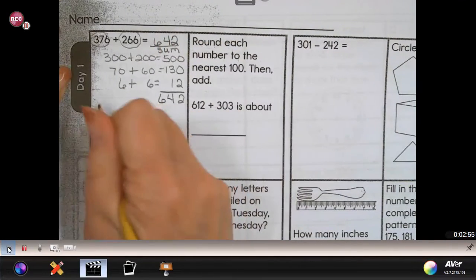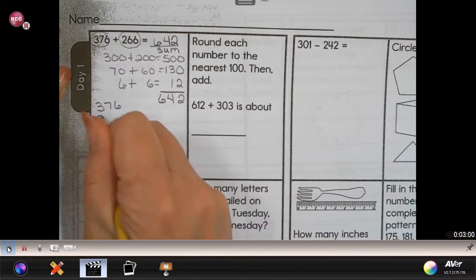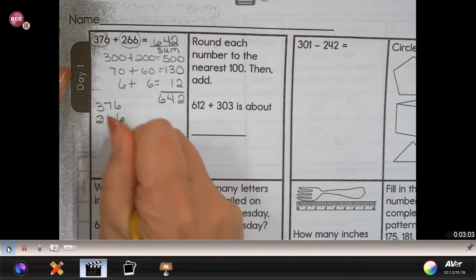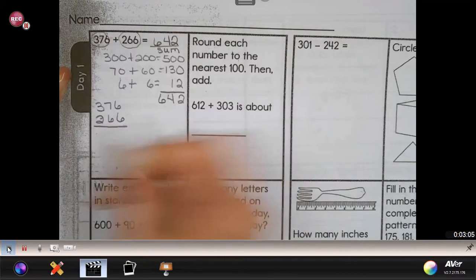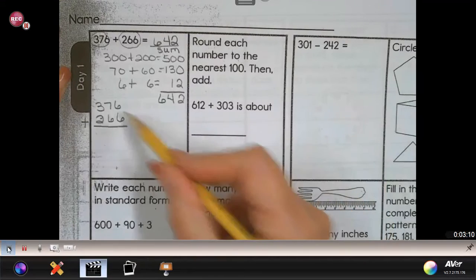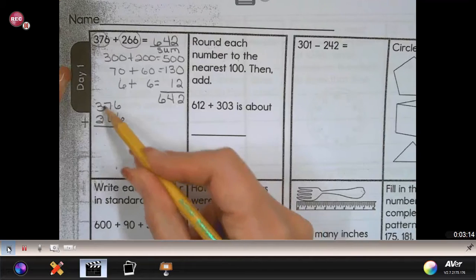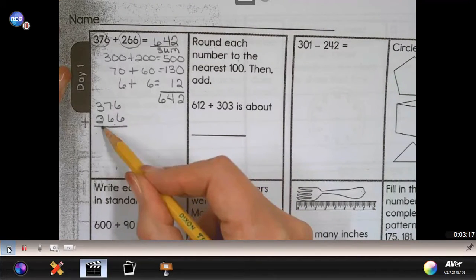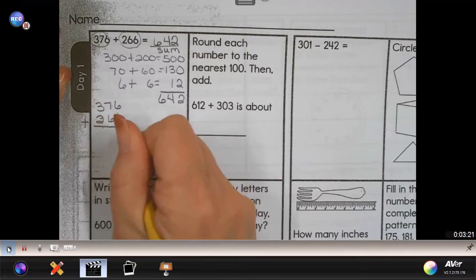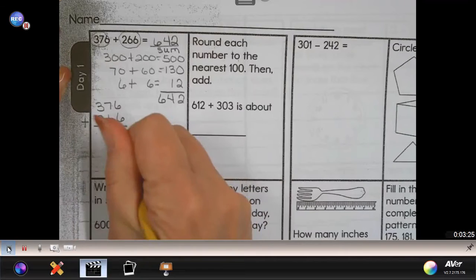Now, I could also take this and use my algorithm and line up my place values. And if you're going to explain this, you need to make sure that you're explaining that you're lining up the place values. So your ones are being lined up with ones, tens are lined up with tens, and hundreds are lined up with hundreds if you're going to explain this as a strategy. So 6 and 6 makes 12. We already figured that out here with our other strategy.